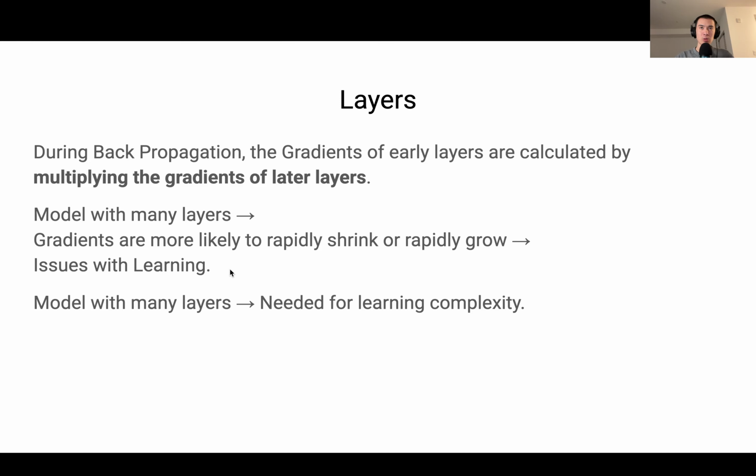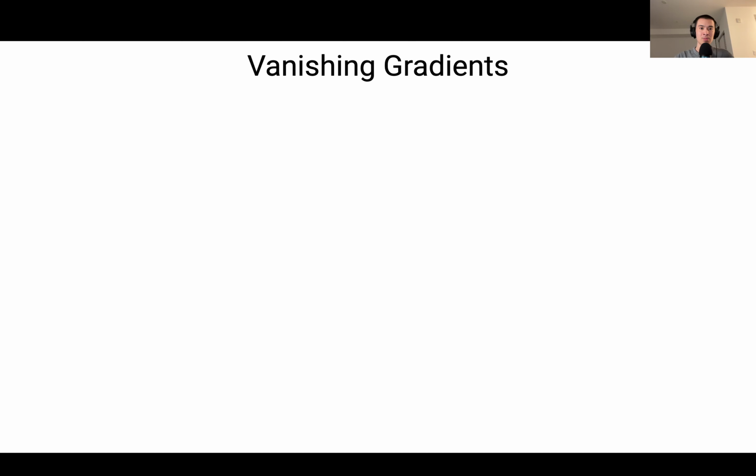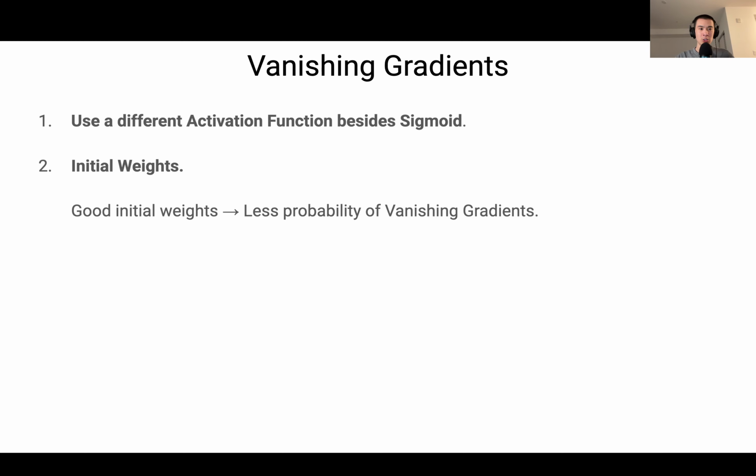So how can we deal with vanishing and exploding gradients without having to resort to using less layers? Here are some solutions. 1. Use a different activation function besides sigmoid, which we will go into more detail in the next video because I want to keep this video as lean as possible. 2. You can fiddle around with initial weights because good initial weights have less probability of vanishing gradients.